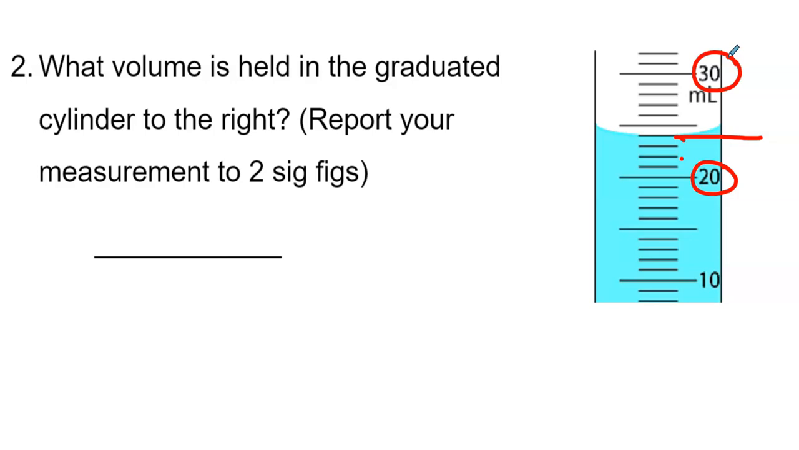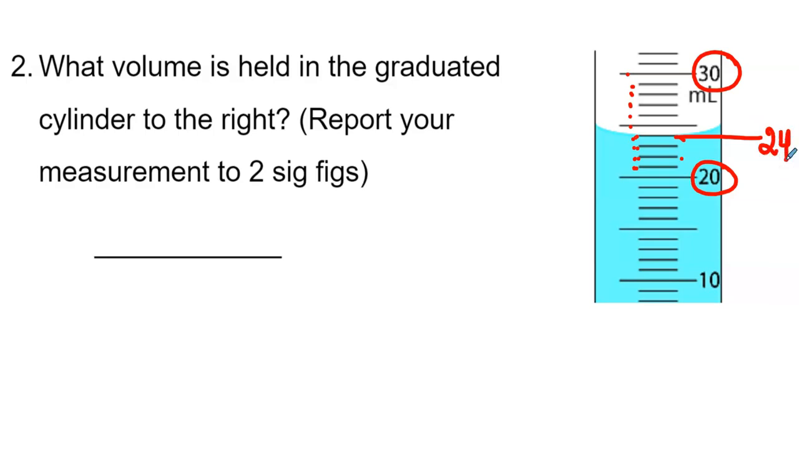And it is easy to assume that these graduations are each 1 milliliter, but that's not always the case. We ought to check. So let's double check, and I'm just going to count. So 20, 1, 2, 3, 4, 5, 6, 7, 8, 9, 10. So each graduation is indeed 1 milliliter, but it is important to double check that. So now that we know that, we have 20, 21, 22, 23, 24. So our meniscus is at 24.